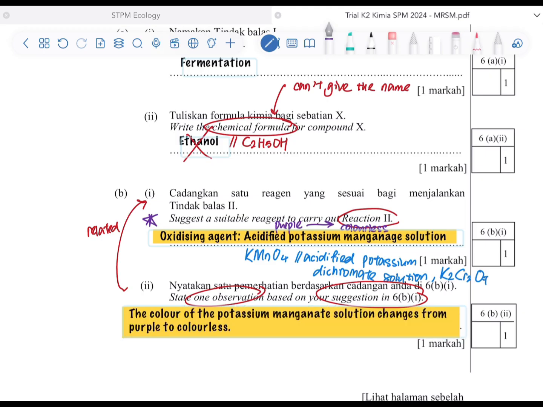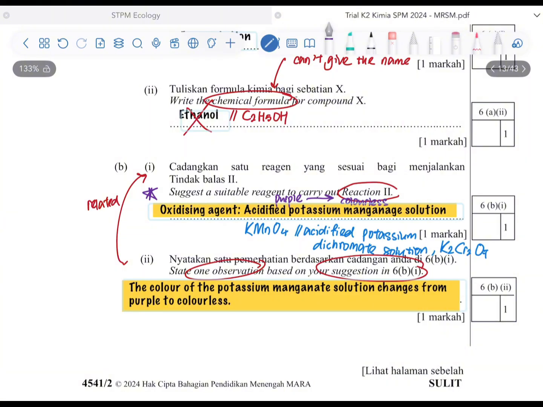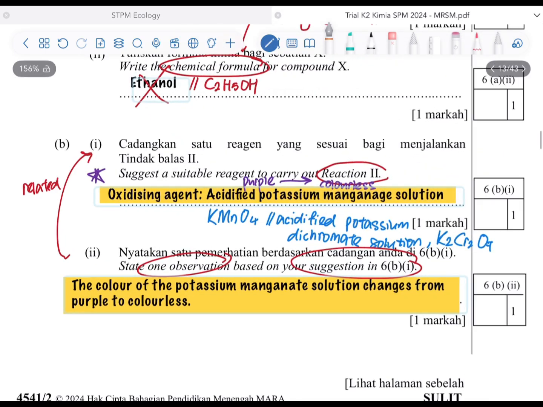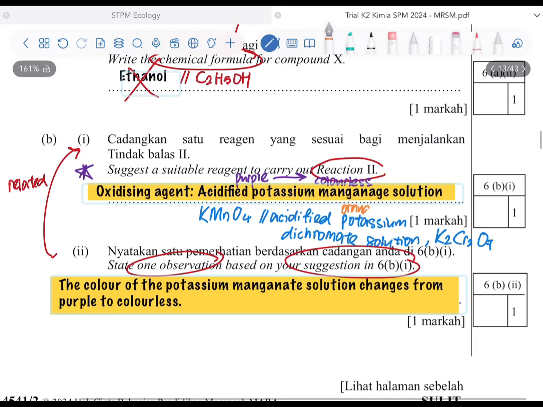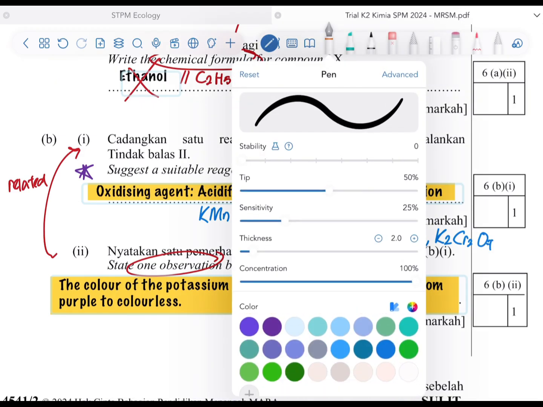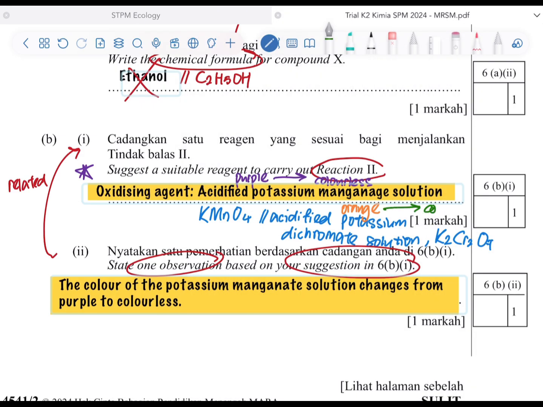very well. So for example, if you write the answer as the acidified dichromate solution, the color change will be orange to green. So you don't get confused with the color changes. Basically, I personally prefer to remember the acidified potassium manganate, because the name is easier to remember, and you just need to remember the purple color will fade and become colorless.